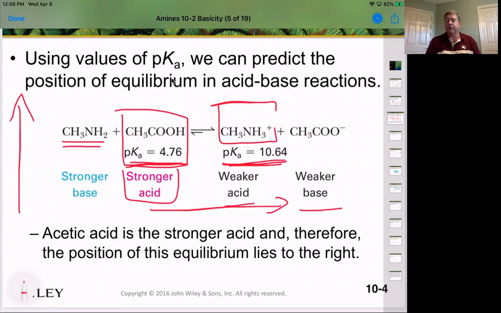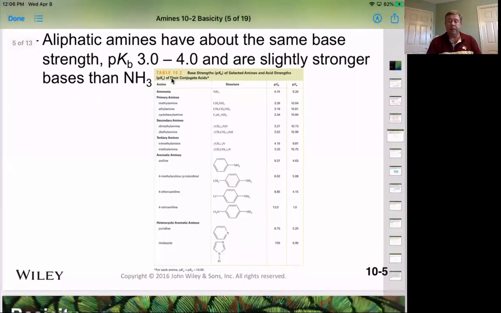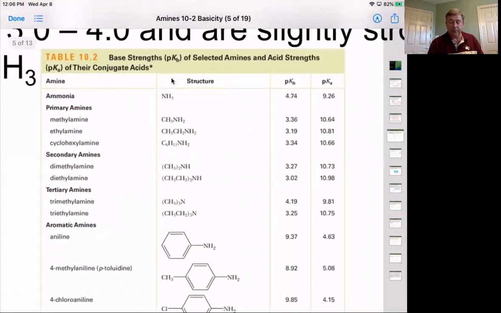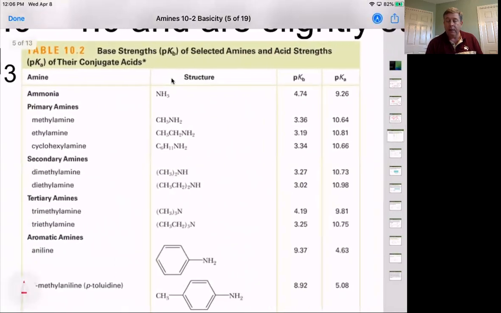Okay, so what does this look like on our regular pKa scale? Okay, so we're going to first look at aliphatic amines and then we're going to look at aromatic amines. I'm going to blow this scale up here so that we can see this, okay? So if we look at the pKa of the conjugate acid of ammonia, the protonated form, is 9.46, which means its pKb is 14 minus the 9.4, which is that 4.76, okay?